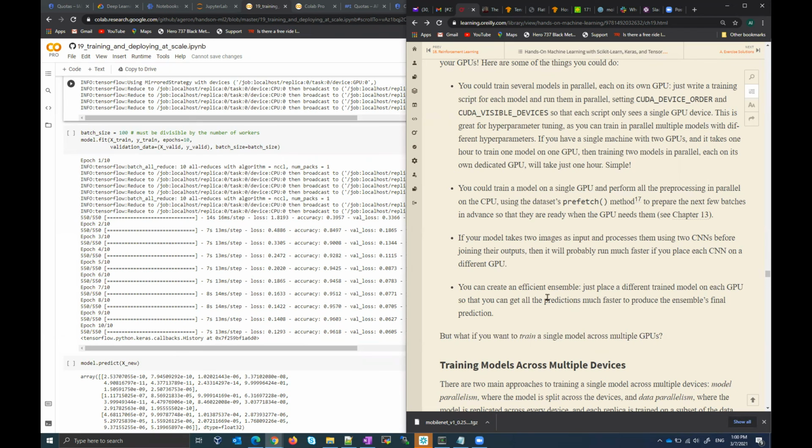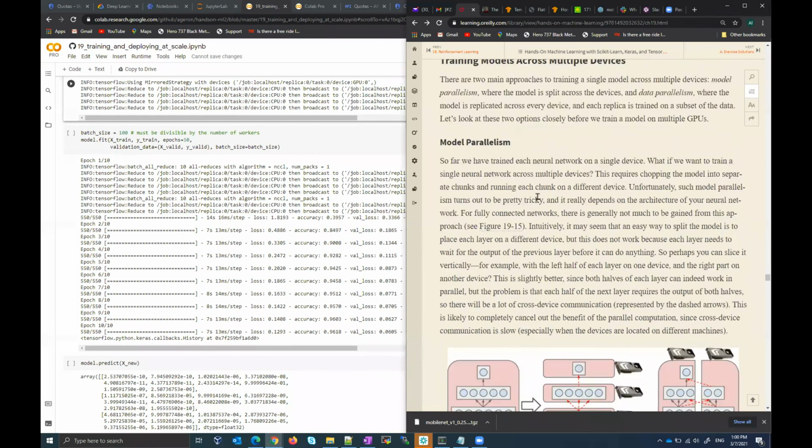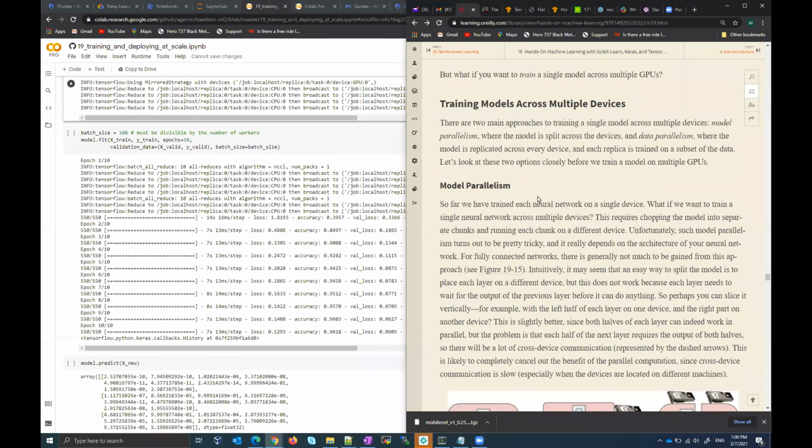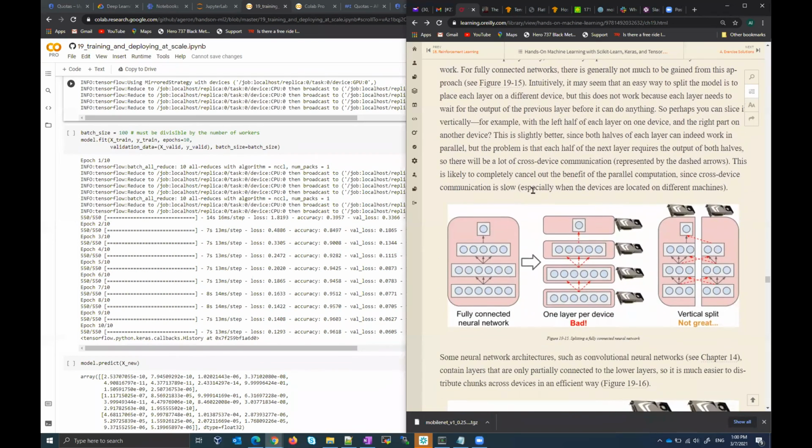Okay, training models across multiple devices. I had no time to read that section. Anybody has any comments? This?